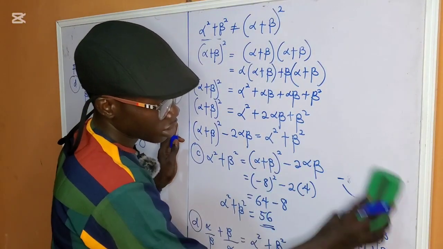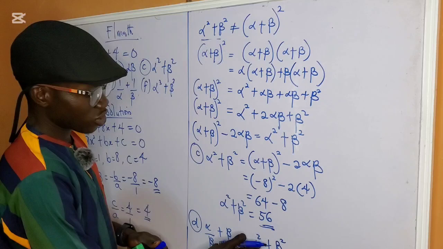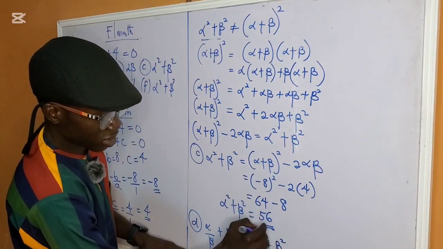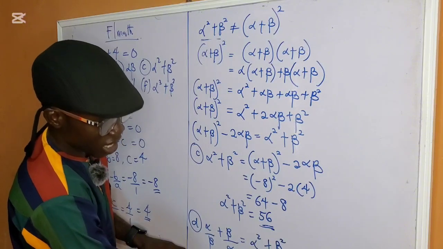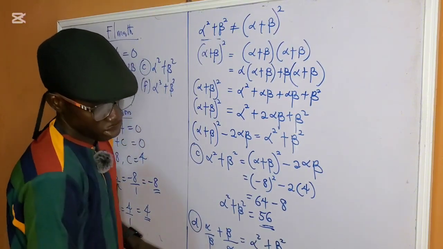So let's plug in the values. The value we have for alpha squared plus beta squared is 56 from this point. So this is 56, divided by alpha beta, which is 4. So we can break this down.